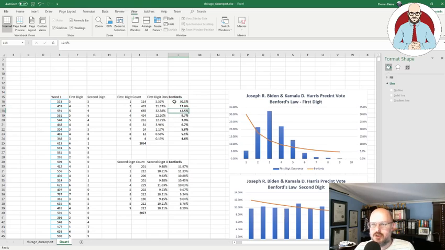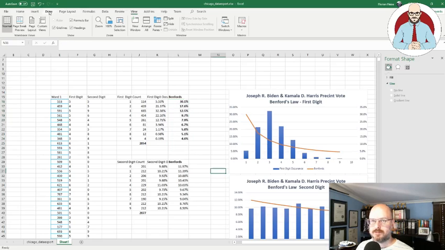So 1 should appear 30.1% of the time in your data sample. And the scale of the data sample is important too: the bigger it is, the more likely it's going to manifest like this. Then 17%, then 12%, 9%, 7.9%, and 6%. So what I did is I charted it. On this chart, I've got Benford's as a line, which is this data here, and then I've got the first digit occurrence.